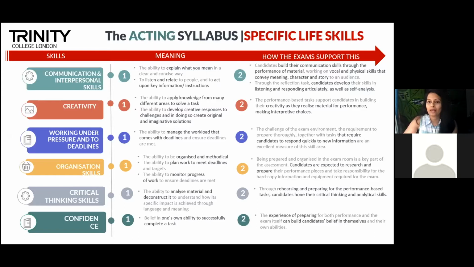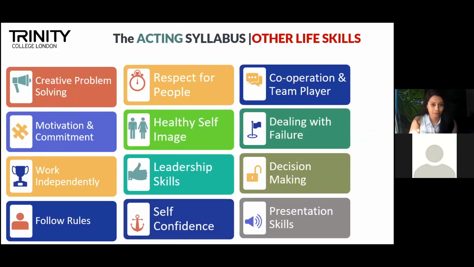And you all know that this kind of rigorous process would definitely get translated into real life, which you can call as life skills. Therefore, you have all these beautiful terms that you see in front of you. One particular aspect over here, which is highlighted in green, healthy self-image, has been the foundation of every task that is designed under the Trinity College London syllabus. We'll talk more about it.